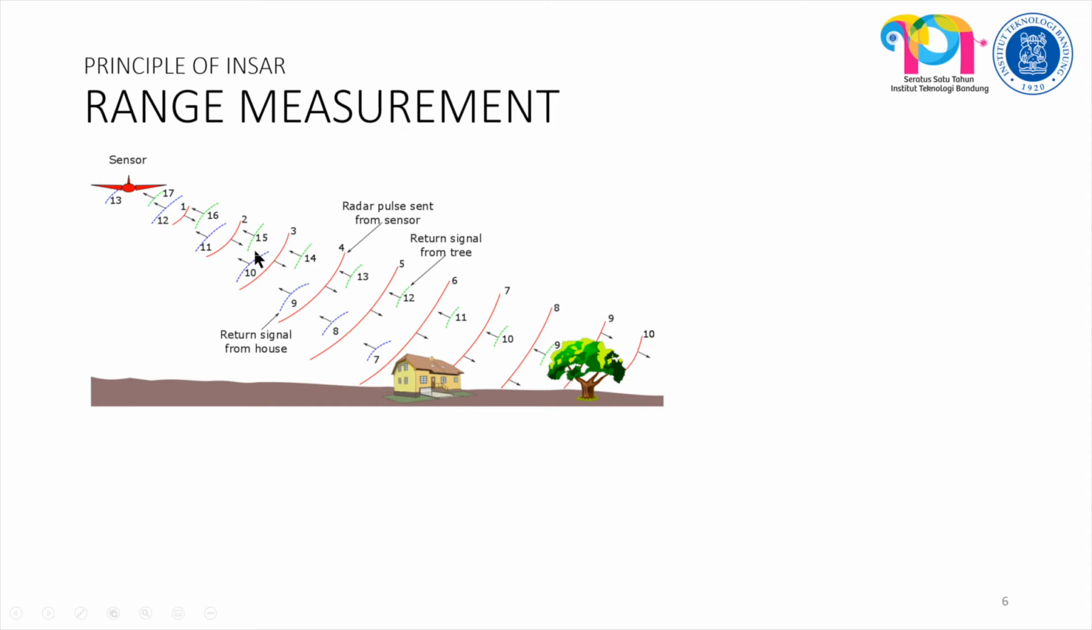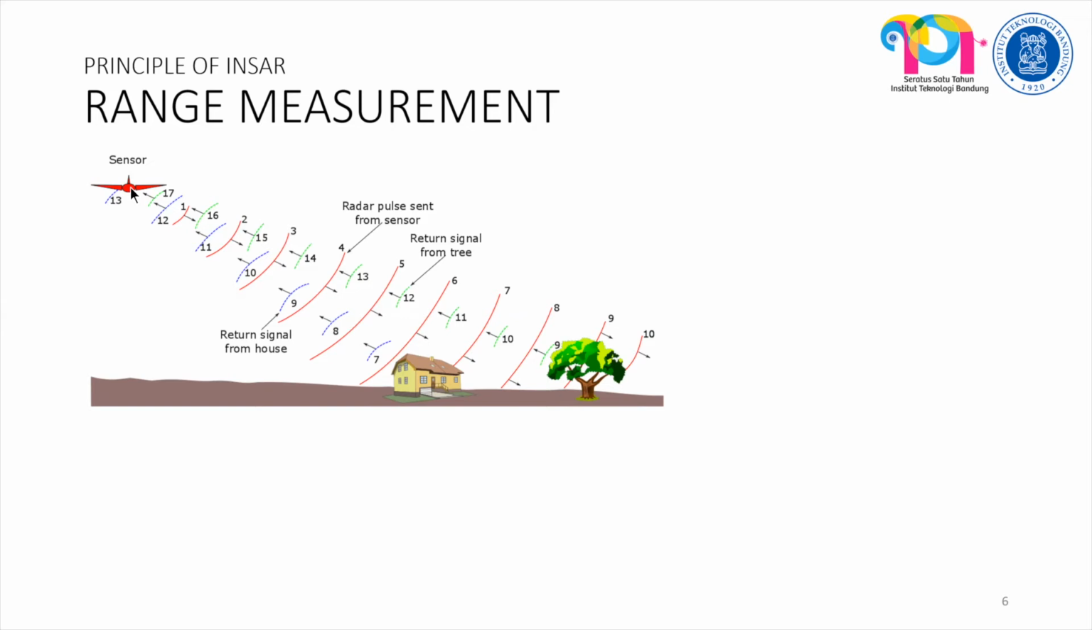The sensor sends the pulse like this, the red line. This is the pulse. Then the pulse interacts with the objects on the ground, for example houses and trees. The objects interact with the electromagnetic wave from the radar and give back the signal. We call this backscatter, the return signal from the object.